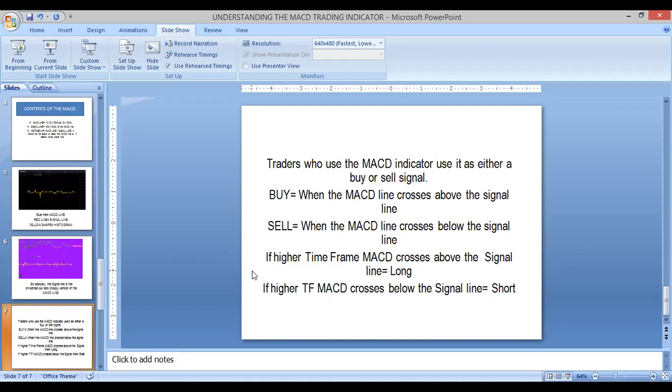So traders who use the MACD indicator use it either as a buy or a sell signal. They buy when the MACD line crosses above the signal line, and then they sell when the MACD line crosses below the signal line. But they just need to understand something.